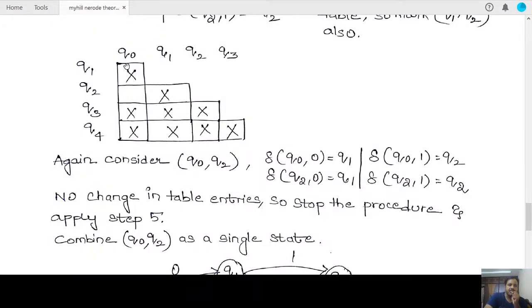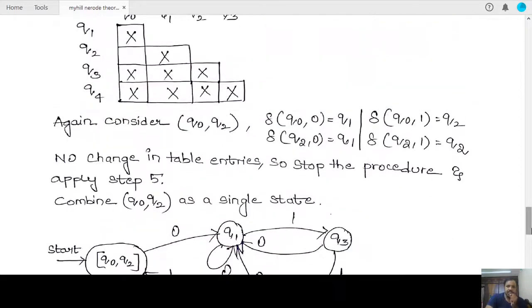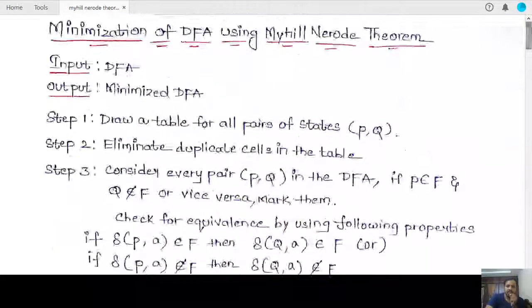Why? Because Q0 Q2 are equivalent. Inequivalent states will be marked with a cross. What we are doing here is using this theorem and identifying which states are equivalent and which states are not equivalent, by marking and unmarking them. So this is the Myhill-Nerode theorem. Just go through it once.